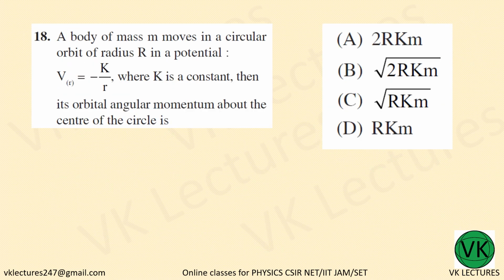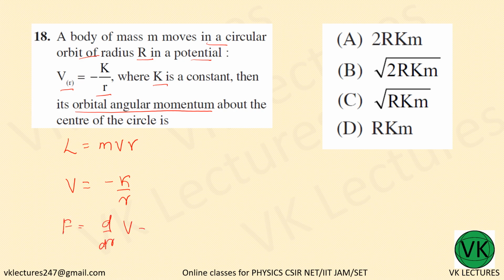A body of mass m moves in a circular orbit of radius r in a potential V of r equal to minus k by r, where k is a constant. Then the orbital angular momentum about the center of the circle. The orbital angular momentum L is nothing but mv into r. Now what is given to us is V equal to minus k by r. What is force? Minus d by dr of V, that is nothing but k divided by r square.